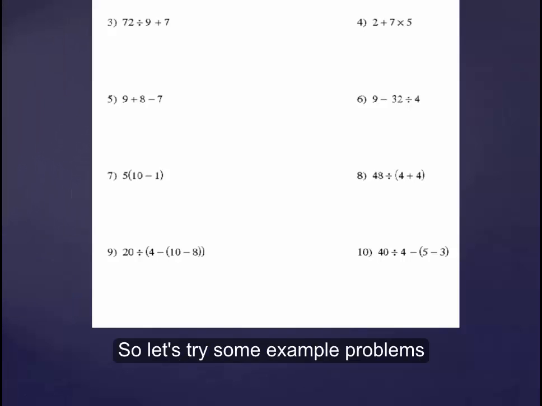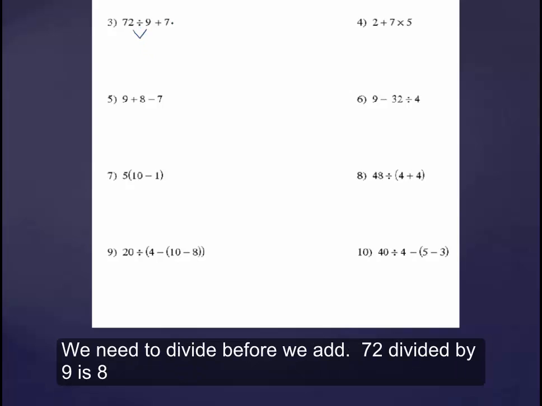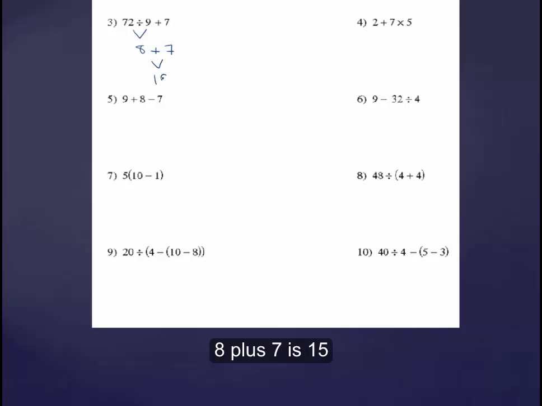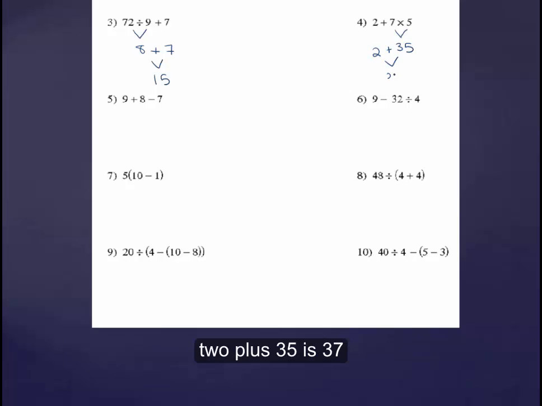So let's try some example problems. In our first problem, we have 72 divided by 9 plus 7. Now, this one is set up so that if you just went straight across, you'd actually end up lucky. But we need to divide before we add. 72 divided by 9 is 8. 8 plus 7 is 15. 2 plus 7 times 5. Multiplication comes before addition. 2 plus 35 is 37.